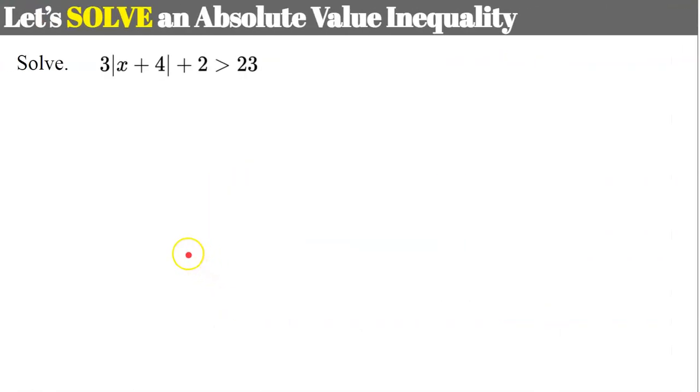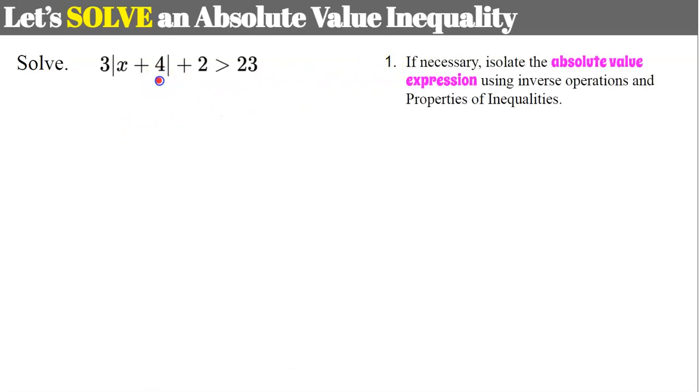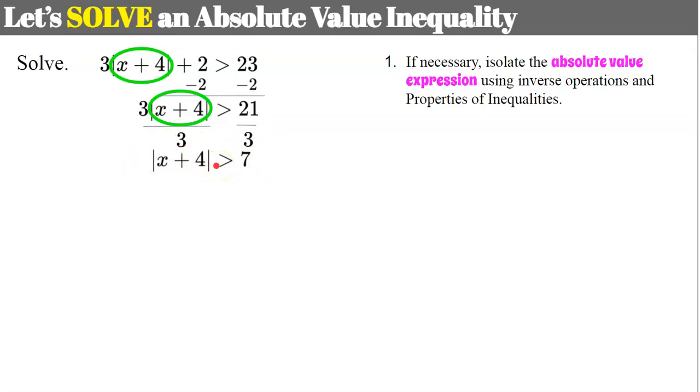Now let's solve an absolute value inequality that we need to isolate our absolute value expression. So step 1, we identify that our absolute value expression is not alone. So we're going to do the inverse of add 2 first and subtract 2 from each side, giving us 3 times the absolute value of x plus 4 is greater than 21. Our absolute value expression is still not isolated, so the inverse of multiply by 3 would be to divide each side by 3. Now we have our absolute value expression isolated.